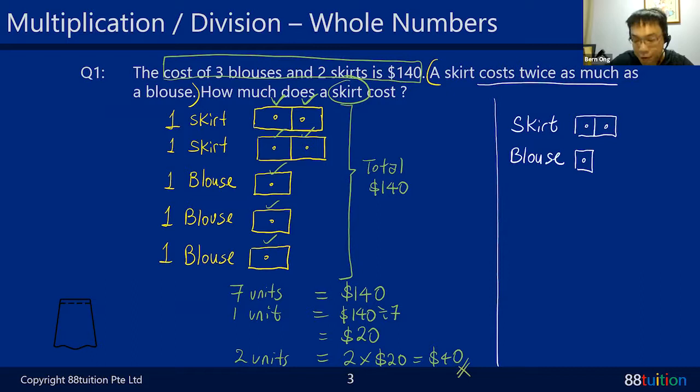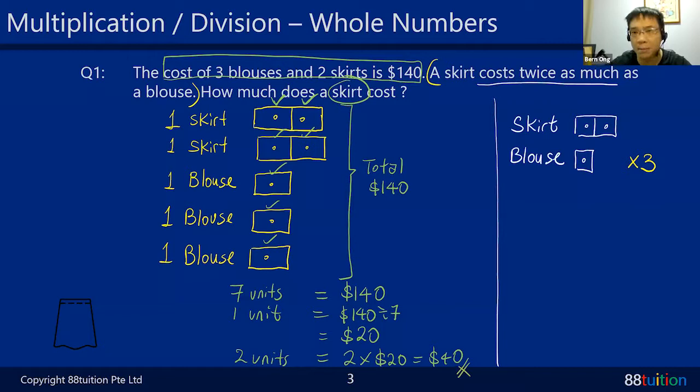Then look, how many blouse did she buy? She bought 3 blouse. Do you want to draw 3? Don't draw 3. Down here, you purposely put times 3. If it's 10 blouse, put times 10. If it's 100, just put times 100. Nothing to fear. Number is big, it's okay. I can handle.